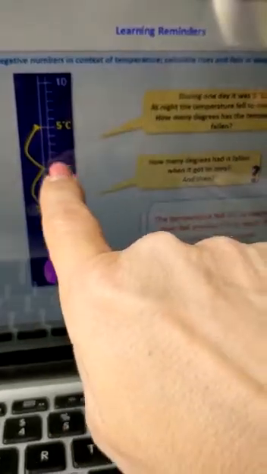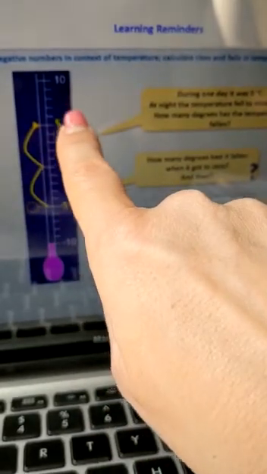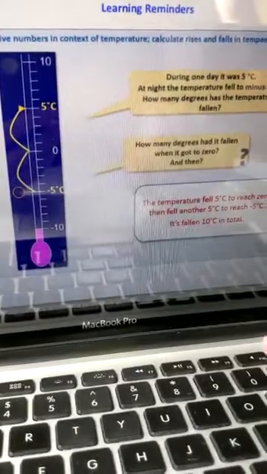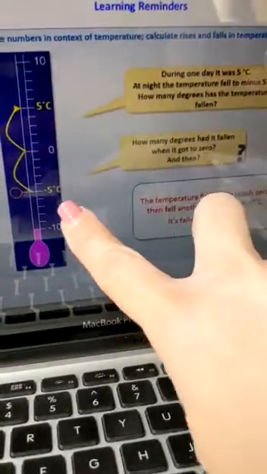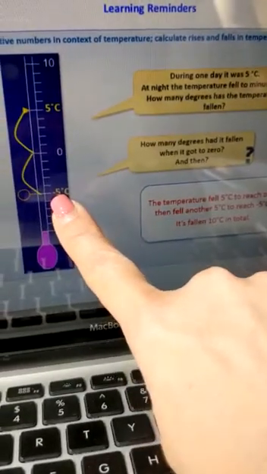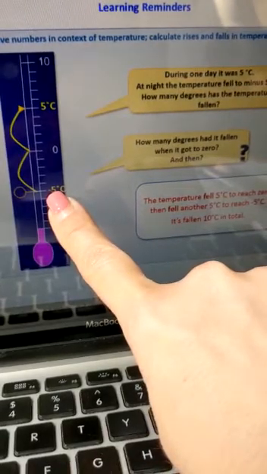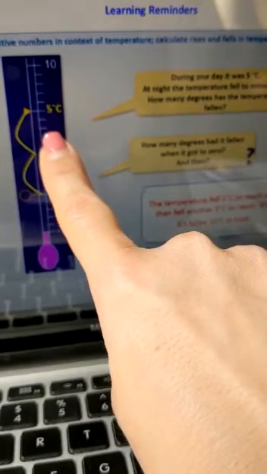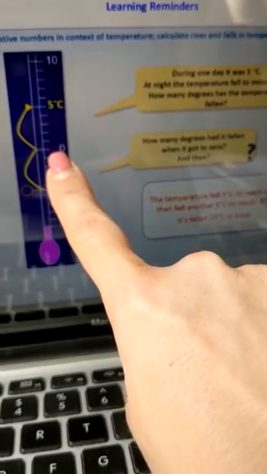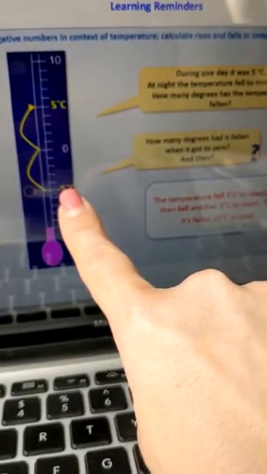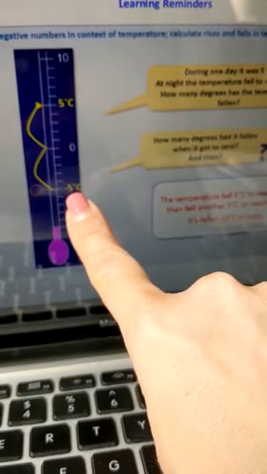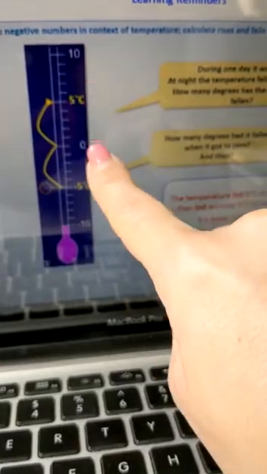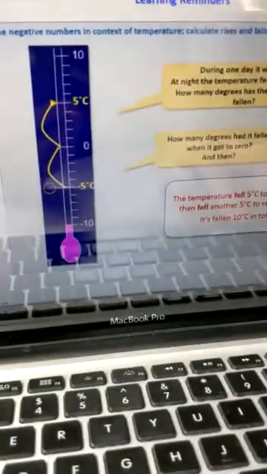So this point here is 0, okay? The numbers above are positive and the numbers beneath are negative, okay? So we were at -5 degrees. The temperature fell 5 degrees to reach 0. From 5 degrees, it fell 5 degrees to reach 0, and then a further 5 degrees to reach -5. So in total, it's fallen 10 degrees, okay, because you've got the 5 here and the 5 here.